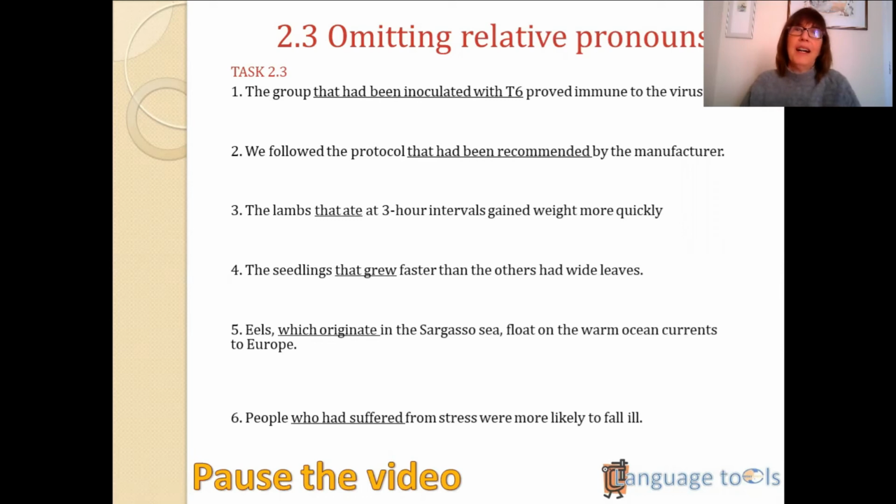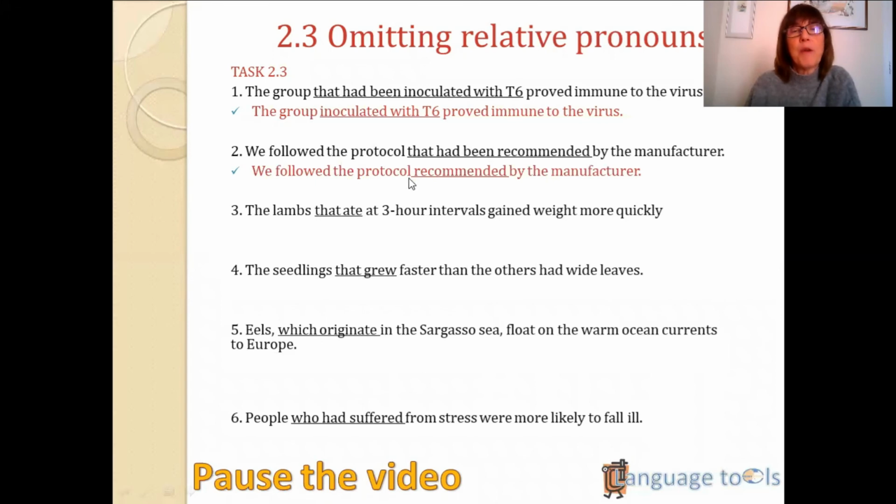Okay, so I assume that you have carried out the task. Let's have a look at the solutions. So the group that had been inoculated with T6, we can write just the group inoculated with T6 proved immune to the virus. Number 2, we followed the protocol that had been recommended by the manufacturer. How many times have you seen that sentence? We followed the protocol recommended by the manufacturer.